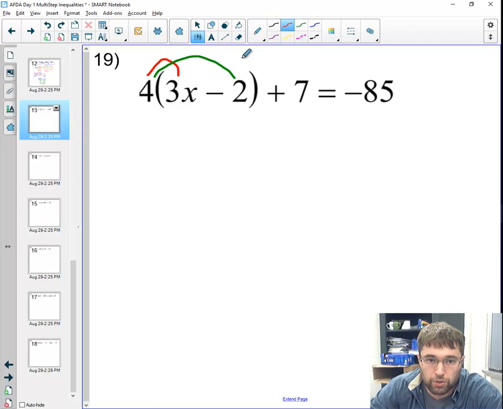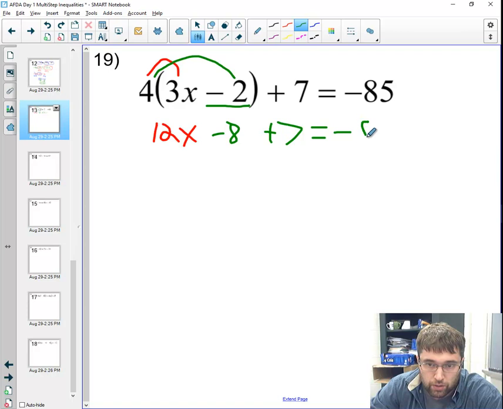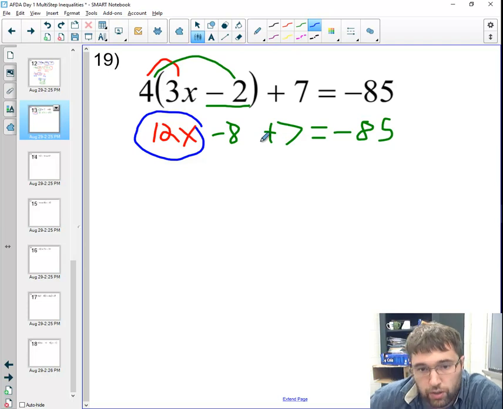I'm going to do separate colors so you can see it. We're multiplying here. 4 times 3 is 12x. 4 times negative 2, and I like to underline it with a sign so I know it, is negative 8. And we bring down the rest. Now we circle the variable, take care of the haters. And the haters are actually 2 things, so we're going to combine them. So negative 8 plus 7 is negative 1.